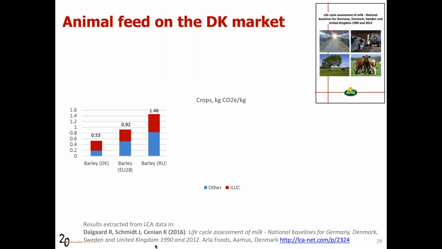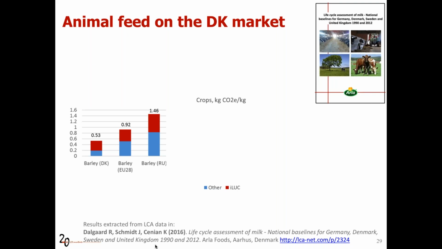Another application is the calculation of land use change effect of animal feeds in the Danish market. Animal feeds can be, of course, different crops. Here, first you see barley in Denmark or barley in the EU average production in EU 28 and in Russia. The results are expressed, as you can see, in kilograms of CO2 equivalent. And again, in blue, you see CO2 emission, ammonia, nitrogen, and nitrates. And in red, you see the indirect land use change contribution.